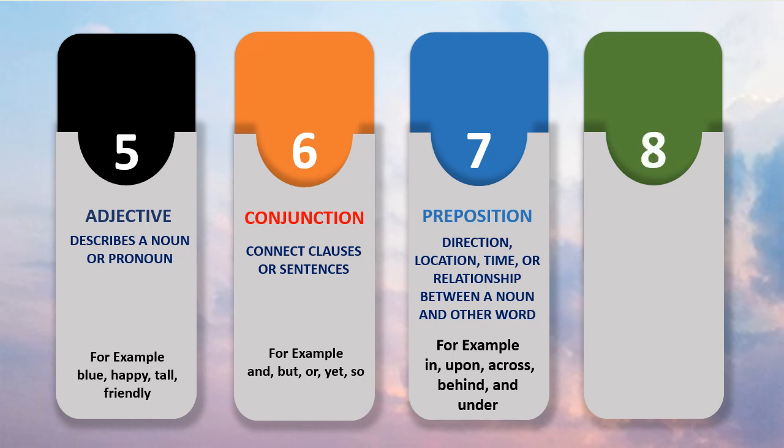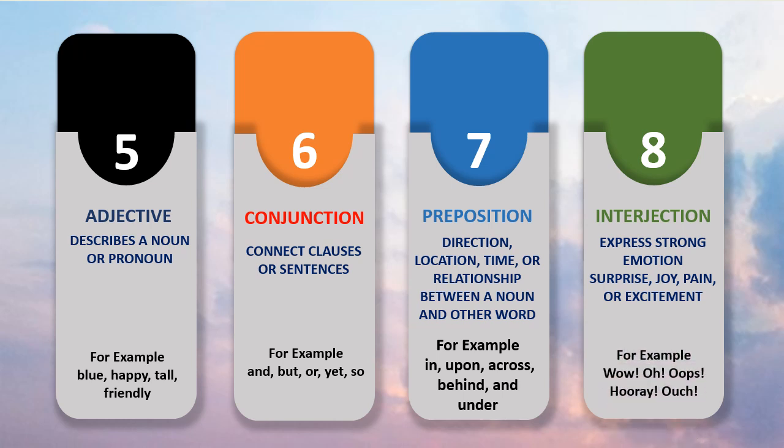An interjection is one of the 8 parts of speech. It is used to express strong emotions or sudden feelings such as surprise, joy, pain, or excitement. Interjections often stand alone and are followed by an exclamation mark in writing.